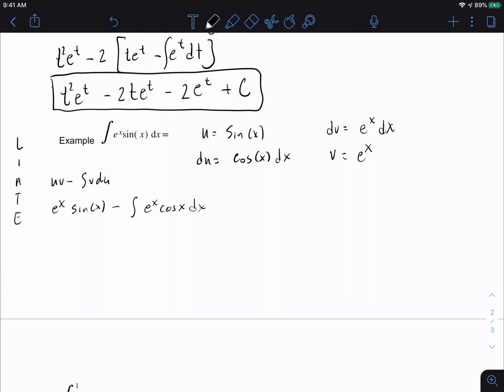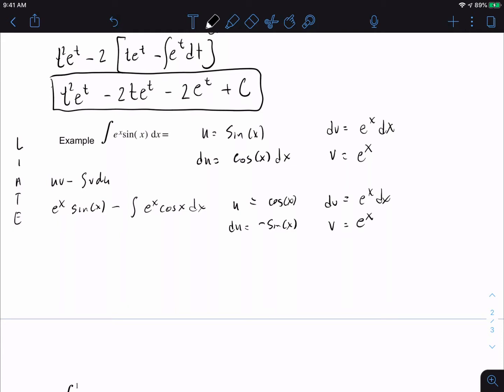Still a product. So we have to do our u and our dv again. And so in this case, my u is going to be cosine of x, and my dv is going to be e to the x dx. So my du now is going to be negative sine of x, and my v is going to be e to the x.